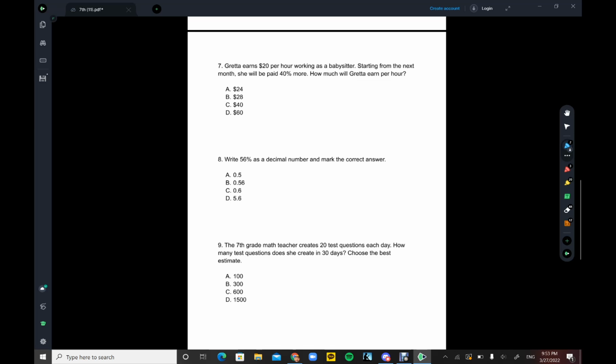So you're trying to find how she earns $20 right now per hour, and then she's getting an extra 40%. So starting from next month, it's asking how much is this exactly 40% more amount.